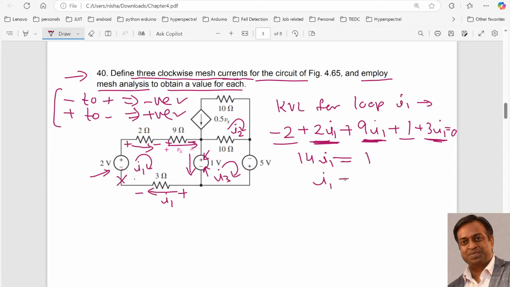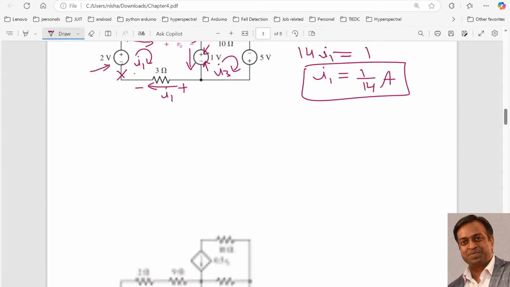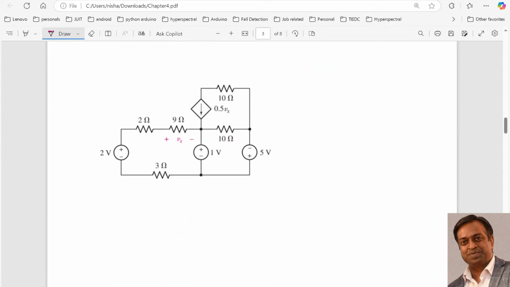So I1 is equal to 1 by 14 amperes. Right, now applying the KCL in the second loop, over here. Now over here you can see that we have this current source, or let me do it over here.